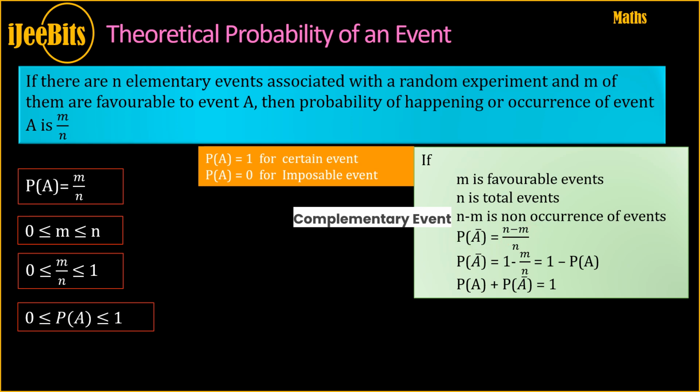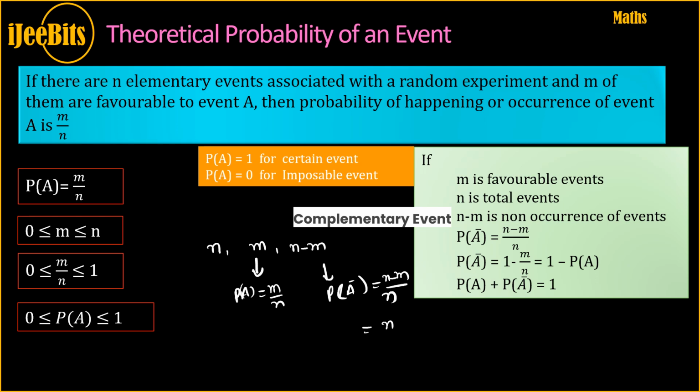You got this one clear? Let me explain one more time. Your total is n, your favorable is m, and then n minus m would be non-favorable, non-occurrence. If you calculate a probability for the complement, P of A is equal to m by n. Similarly for this, P of A bar, how much is this? n minus m by n. n minus m is the non-favorable divided by the total number of possible events.